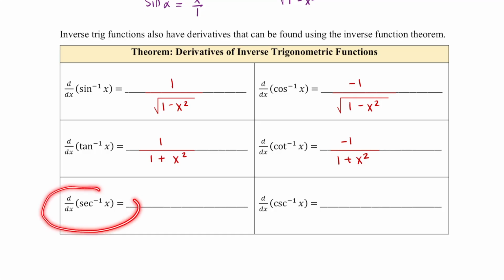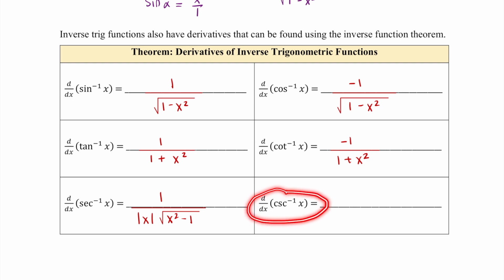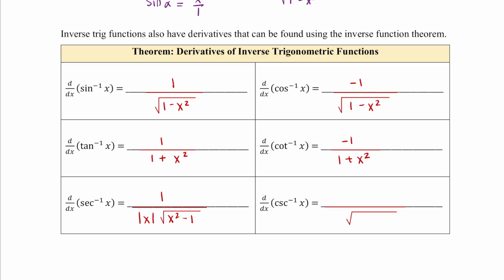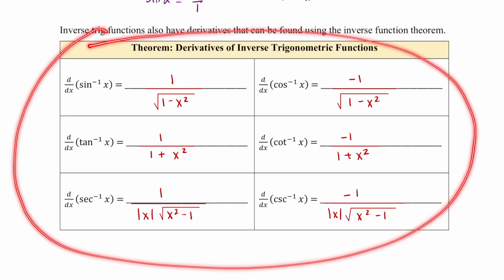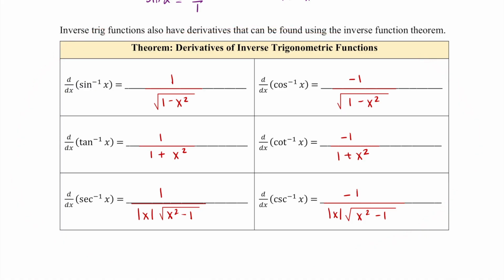The derivative of secant inverse x is 1 over absolute value of x times square root of x squared minus 1. And the derivative of cosecant inverse x is negative 1 over absolute value of x times square root of x squared minus 1. So the key idea is all of these formulas come from the inverse function theorem, and we use triangles to help simplify expressions. Once you understand where they come from, they're much easier to remember.